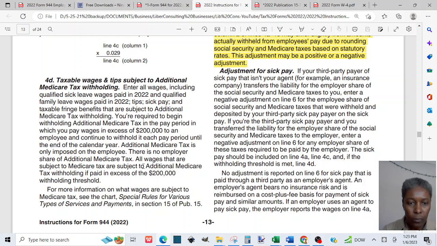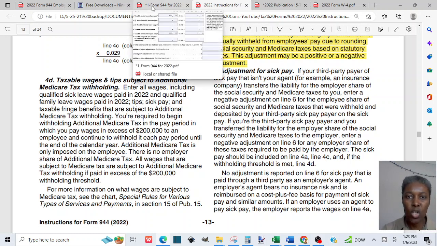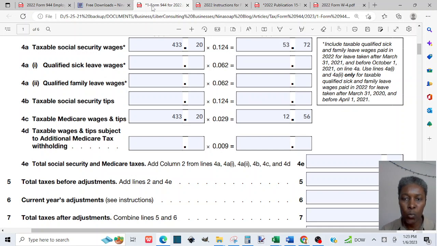So all wages that are subject to Medicare tax are subject to additional Medicare tax withholding if paid in excess of the $200,000 withholding threshold. And then they have Publication 15 you can read more about. So that's how you can use the instructions to the form as you complete the form.